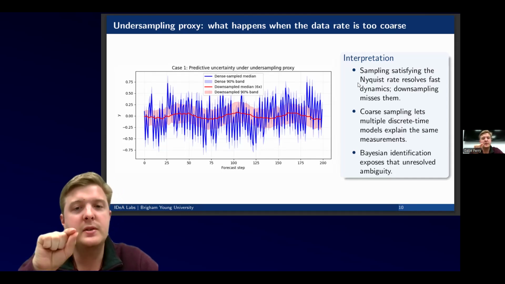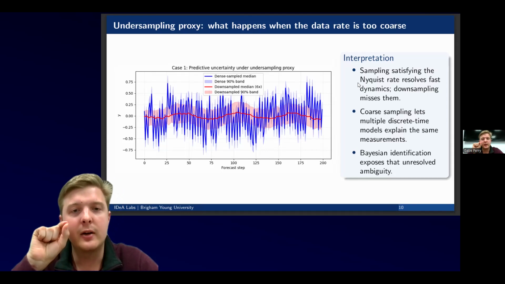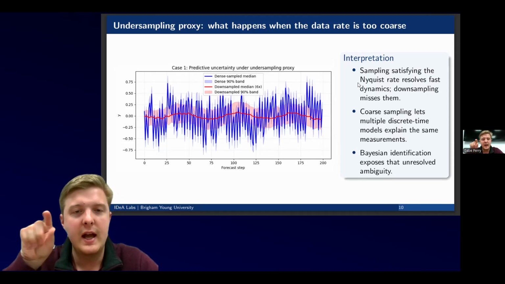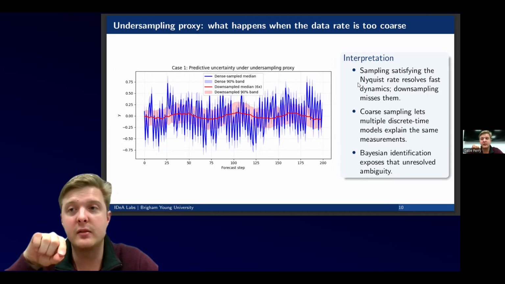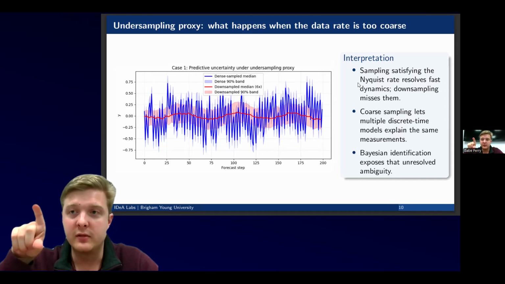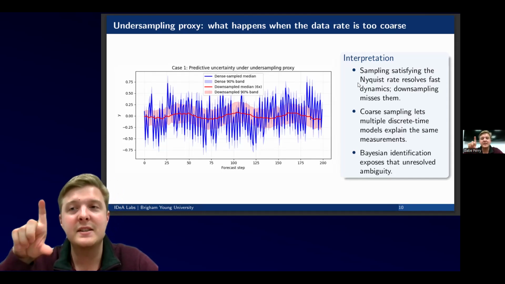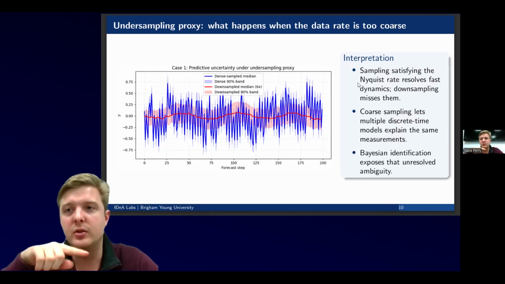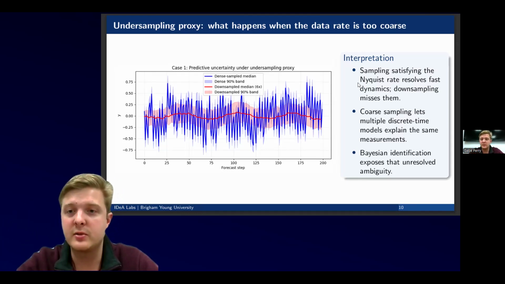And you can see that the blue system is a lot more confident about its predictions, and the red system has had to compensate for its lack of confidence by widening its confidence interval because it can't tell the difference between dynamics and noise due to it not meeting the Nyquist rate.